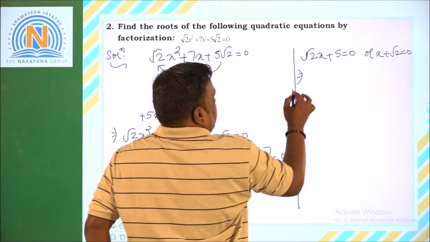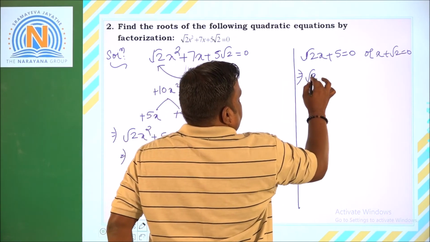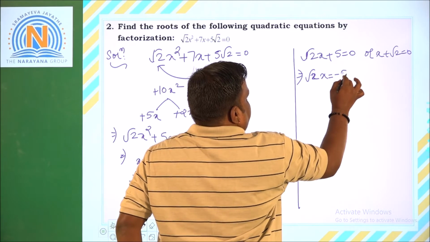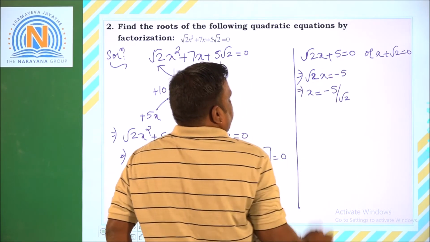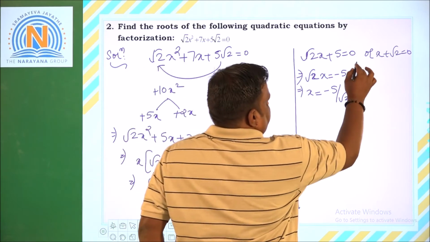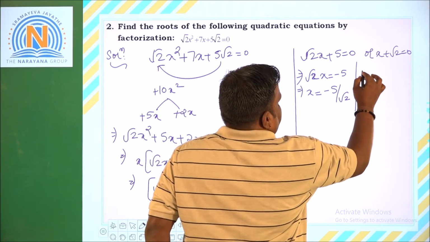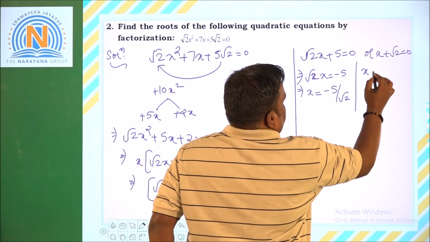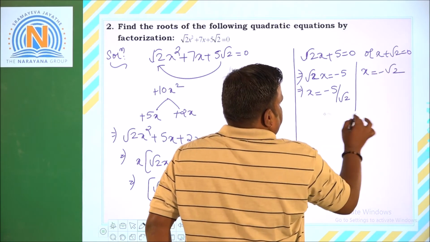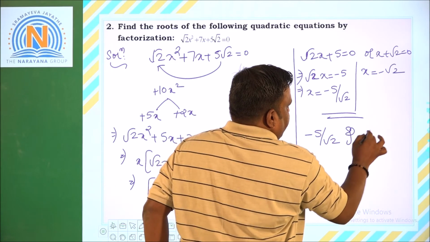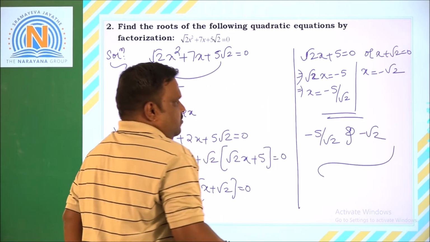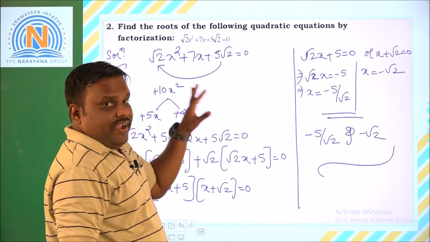So from here, root 2x is equal to minus 5. From this, x is equal to minus 5 by root 2. We have one value of x here. On further simplification of this part, it will be x plus root 2 equal to 0. So x is equal to minus root 2. So therefore, the values of this x are minus 5 by root 2 and minus root 2. So this is the method, that is factorization method.